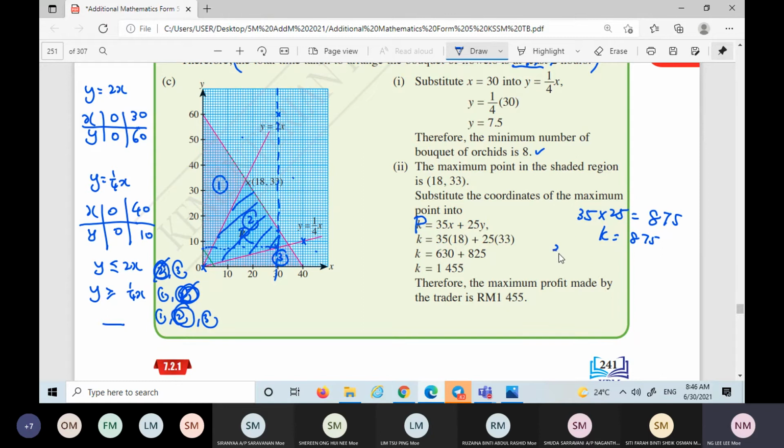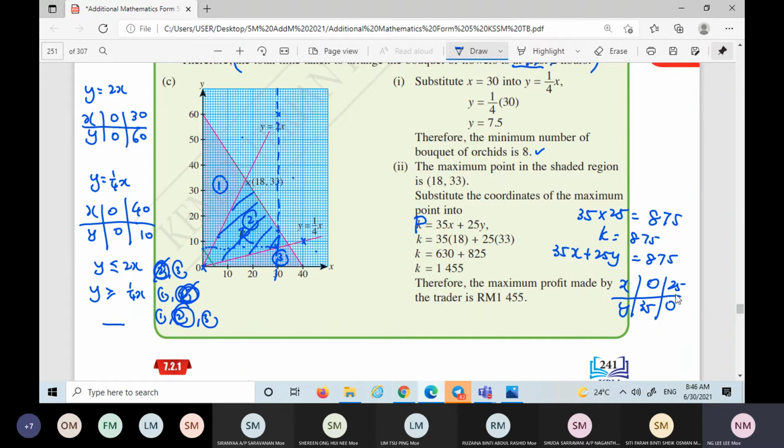So I need to draw this line. I build a small table. When x is 0, 25y is equal to 875, so divide by 25, this is 35. Then when y is 0, 875 divided by 35 is 25. This is why I propose you to use the k as the common multiple.